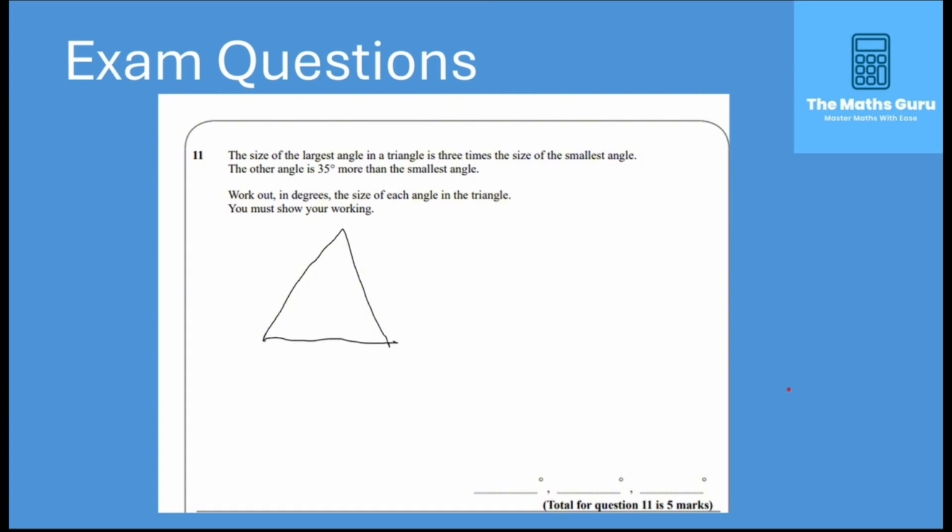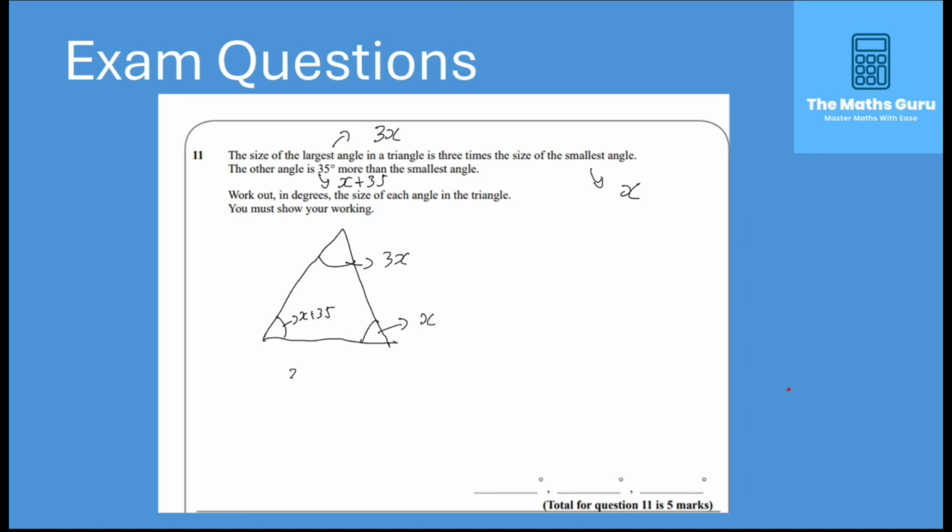So, remember, the size of the largest angle in a triangle is 3 times the smallest. So we can represent the smallest one, as we mentioned in the first slide of the revision lesson, as just x, which leaves us to call the largest angle 3x. The other angle is 35 degrees more than the smallest angle. Hence, we can call it x plus 35. It's 35 degrees larger, so hence we add it on to our x. So let's call this x plus 35, call this x, call this angle 3x.